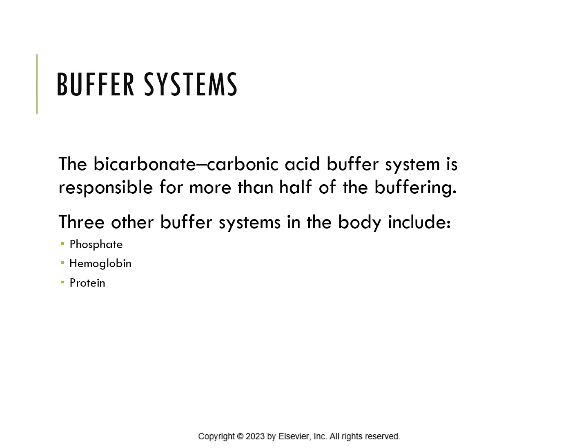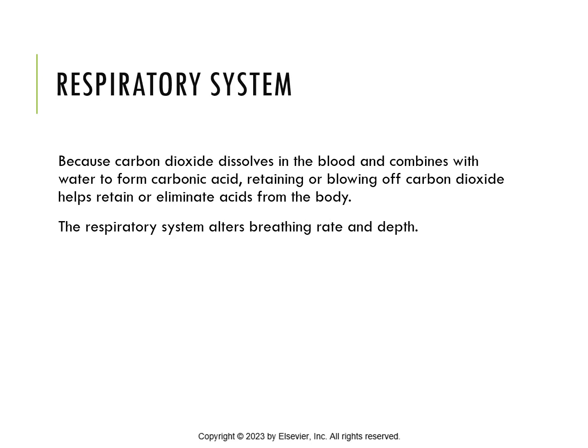These are groups of chemicals that absorb excess acids or excess bases circulating in the blood and that respond to pH changes quickly. The bicarbonate carbonic acid buffer system is responsible for more than half of the buffering. Three other buffer systems in the body include the phosphate, hemoglobin, and protein systems.